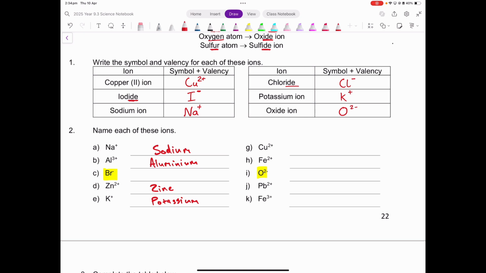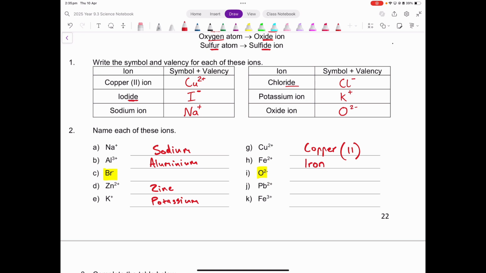Now, when we get to copper, copper has a unique rule because there's two different versions of copper. There's copper plus and there's copper 2 plus. The one that we've given you is copper 2 plus. And so what we do next to it is we write the Roman numeral for 2. The next one, and you can see this example now, is iron.